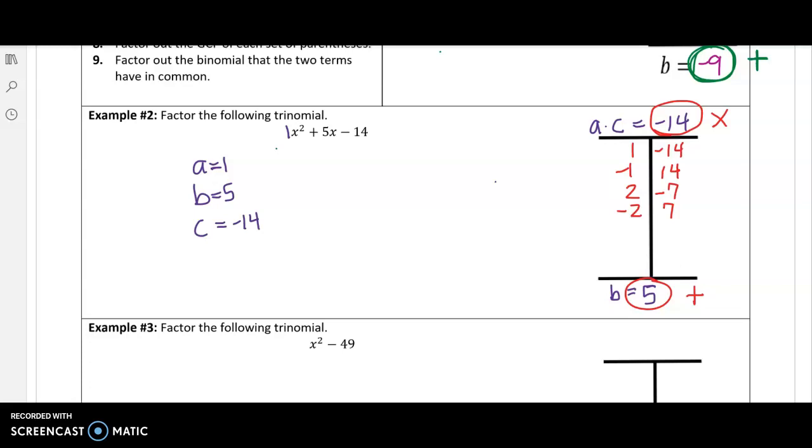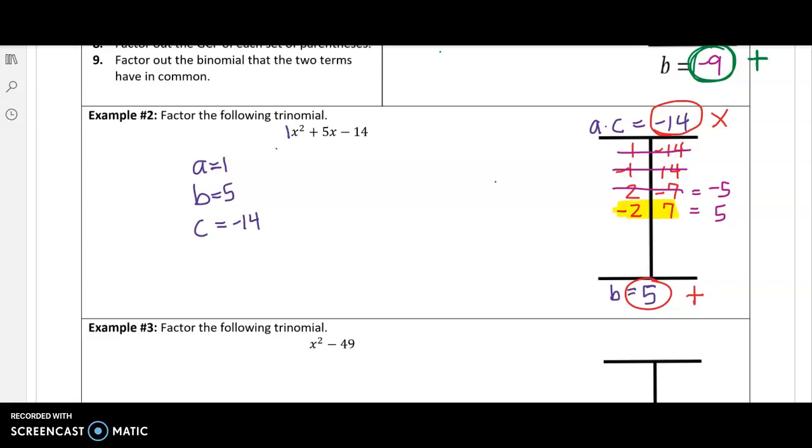So we've got 1 plus negative 14 is negative 13. Negative 1 plus 14 is positive 13. So it's down to these final two. If we were to add these two together, they would equal negative 5, and if we were to add these two together, we would get positive 5. We want positive 5. So these are our two factors, negative 2 and positive 7.